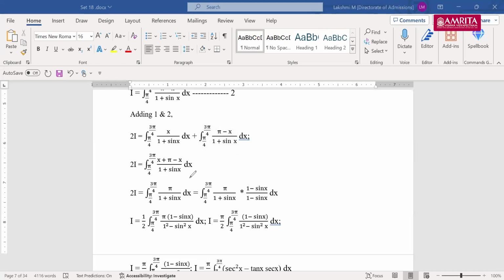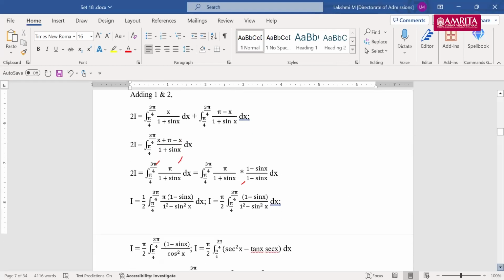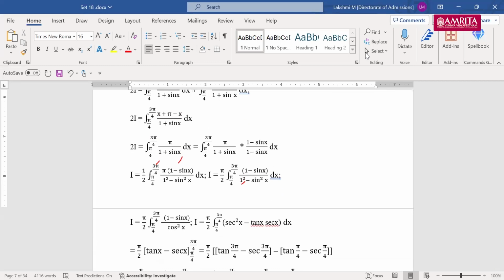So 2I is this term. I've just added it. It's x plus pi minus x. So x will get cancelled. This and this term is gone. It's pi by 1 plus sin x. So I'm just multiplying it, just rationalizing it in order to solve it easily. So this is pi into 1 minus sin x by 1 minus sin square x. So I can substitute 1 minus sin square x as cos square x. And it will be 1 by cos square x, that is sec square x. Sin x by cos x, it's tan x, and 1 by cos x, it's sec x.